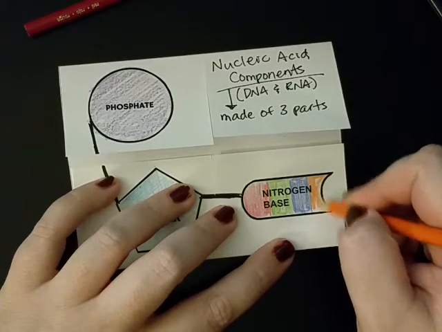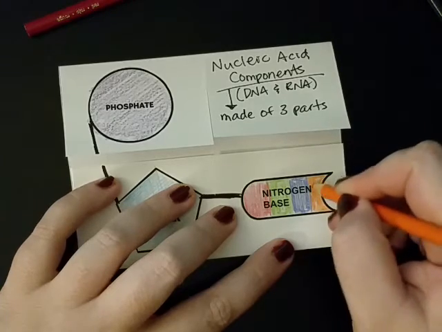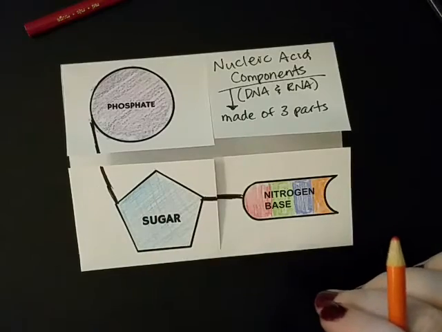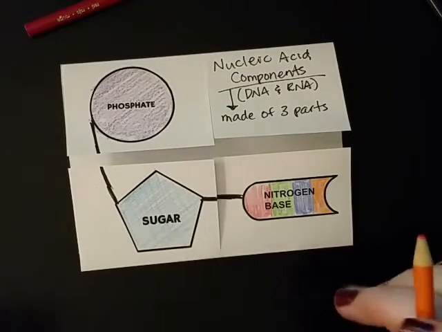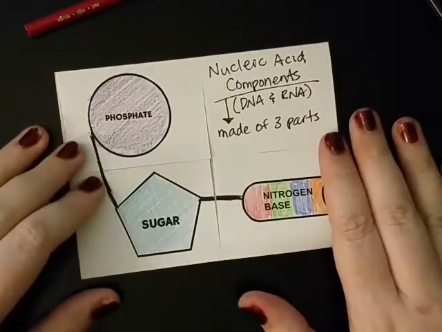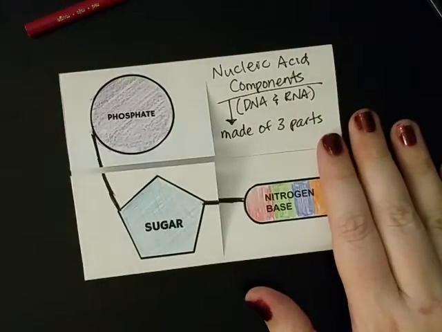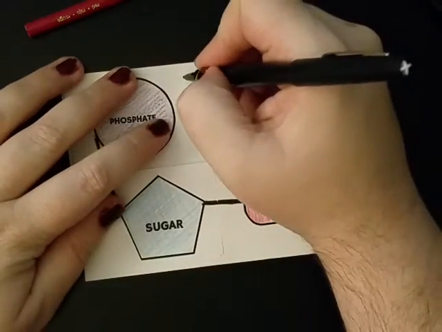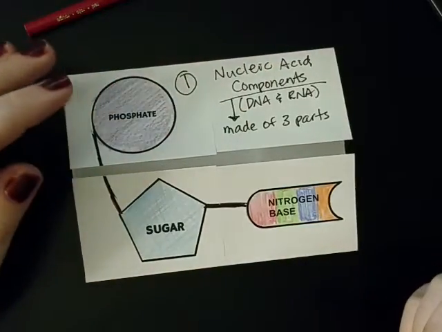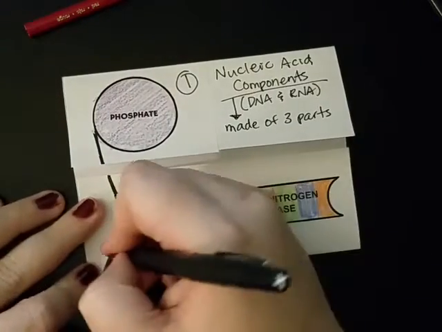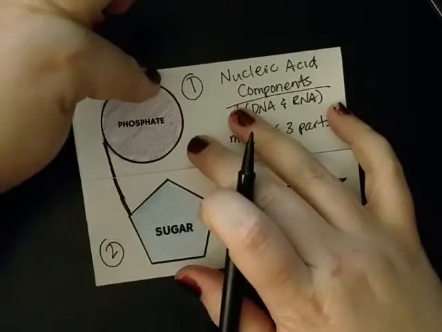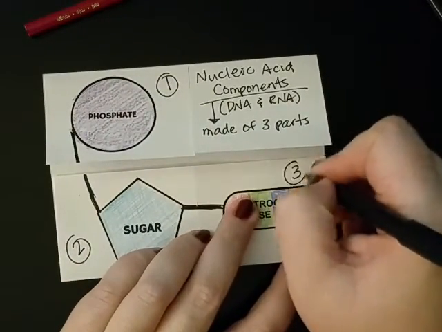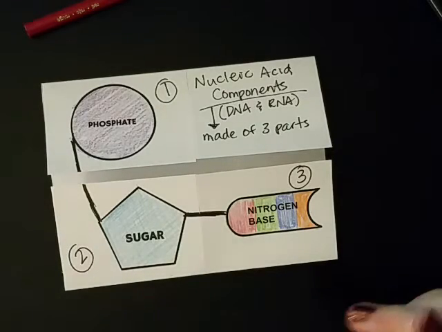Okay, now RNA is different. It has one different base than DNA, and that's what makes it an RNA and not a DNA. But we are not going to worry about that one right now. Okay? So this is what yours should look like so far. Now we're going to number them, each separate part, so that if anyone asks us, what are the three components of DNA or RNA, you'll know that there is a phosphate, a sugar, and the nitrogen base. And those are the three parts.